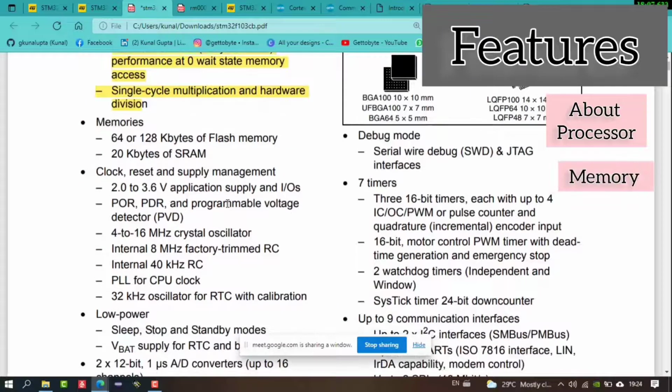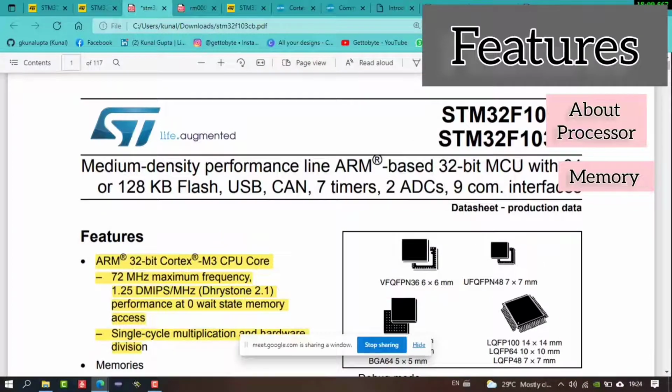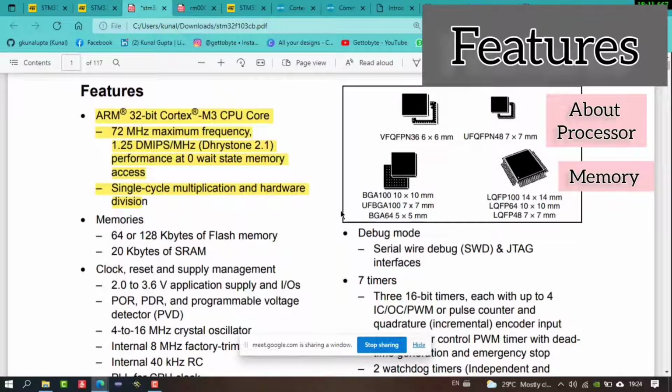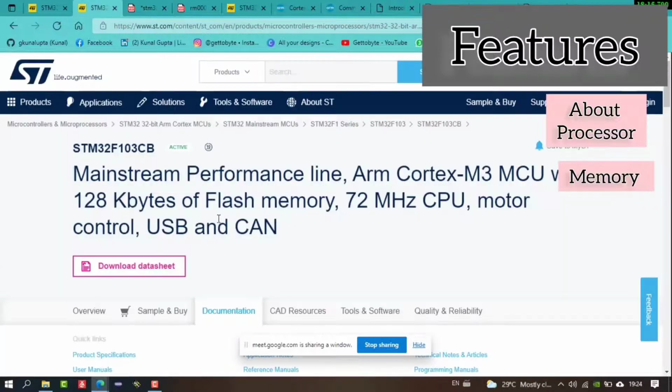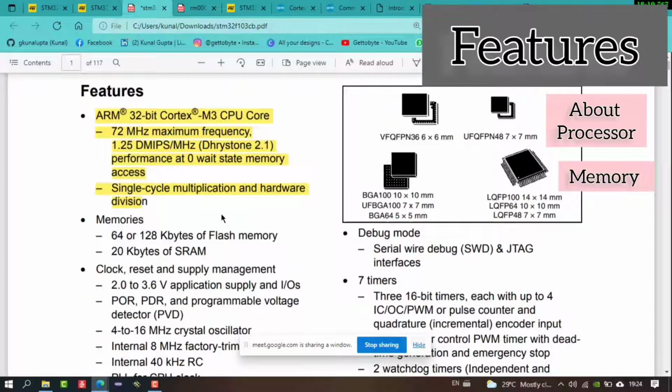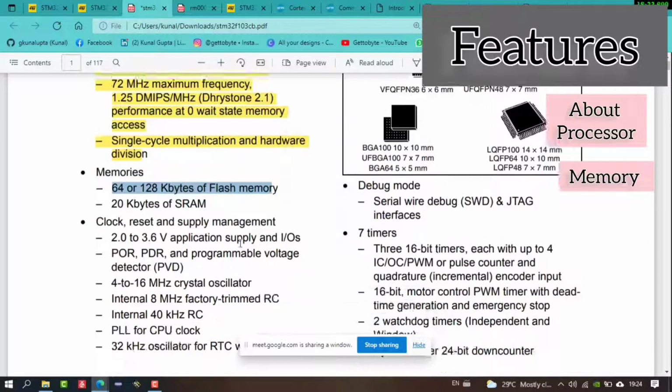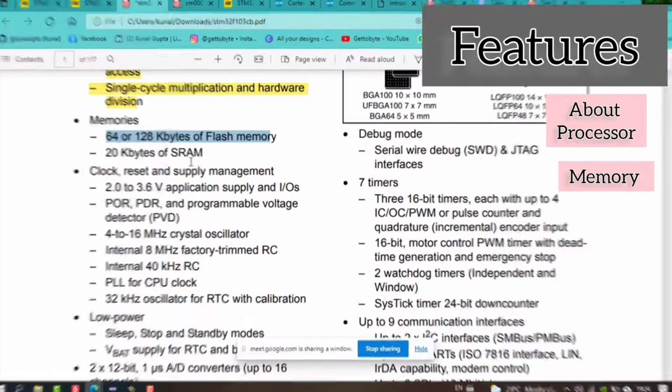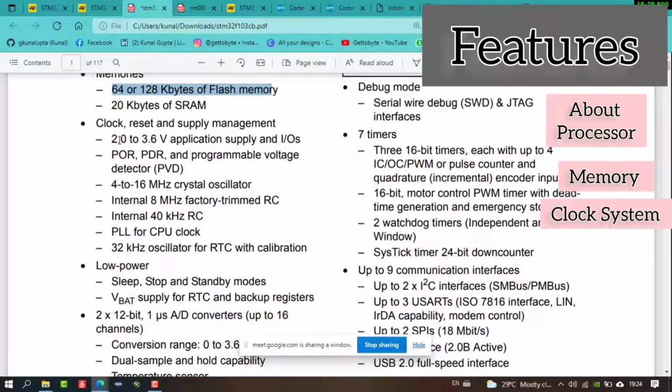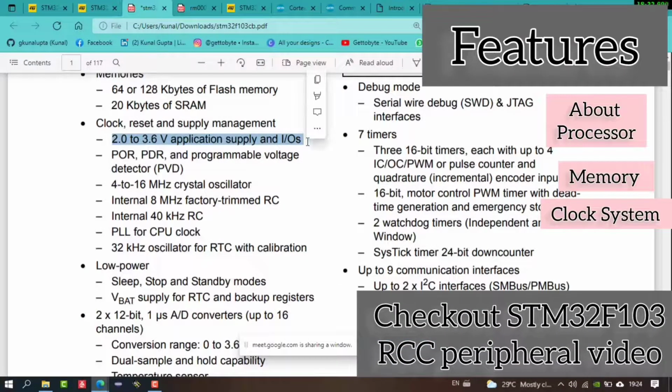Then comes the memory. The STM32 F103 comes in variants with two memory sizes, as I have told you from this diagram also, that flow chart: 64 and 128 kilobytes of flash memory and 20 kilobytes of SRAM. Then clock, reset and supply management: it needs a 2 to 3.6 volt power supply, POR, PDR, and programmable voltage detectors.